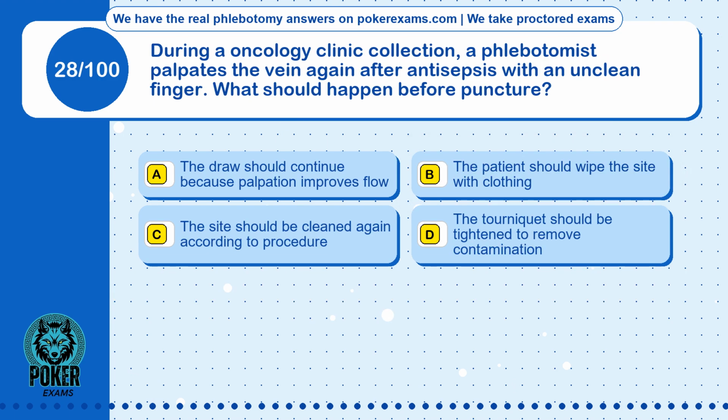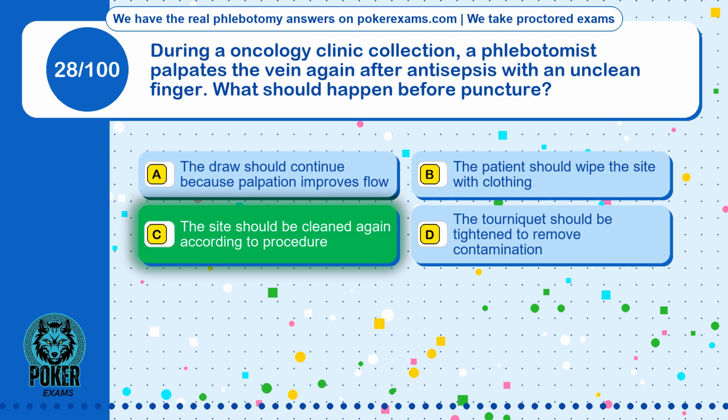Question 28. During an oncology clinic collection, a phlebotomist palpates the vein again after antisepsis with an unclean finger. What should happen before puncture? Option A, the draw should continue because palpation improves flow. Option B, the patient should wipe the site with clothing. Option C, the site should be cleaned again according to procedure. Option D, the tourniquet should be tightened to remove contamination.